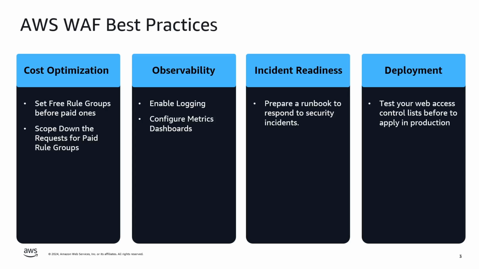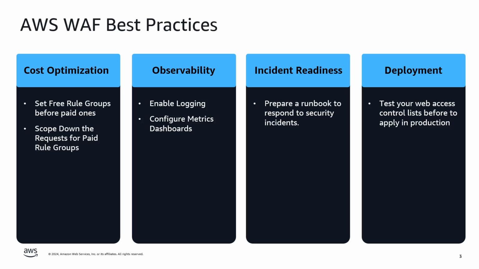Before concluding this video, let me share best practices. The AWS Managed Rule Groups have two categories, the free and paid rule groups. The paid rule groups, such as bot control and fraud control, are available at an additional fee. To optimize costs, when you are setting the priority of rule groups, put the free rule groups before paid ones. Scope down the requests for paid rule groups in order to protect only needed resources.